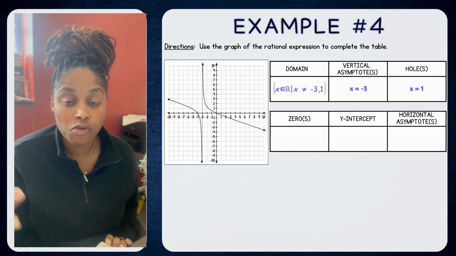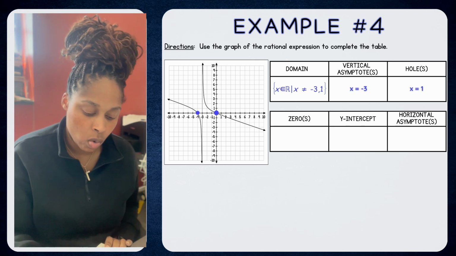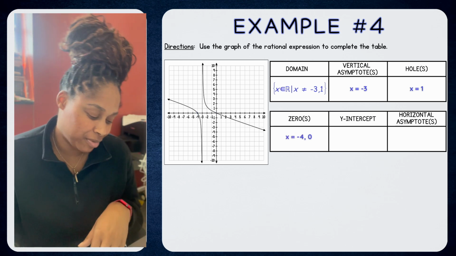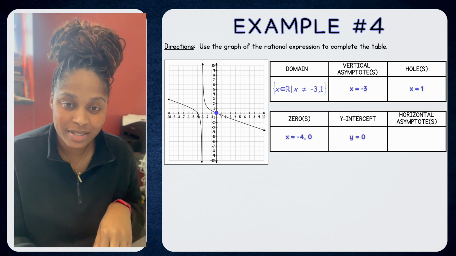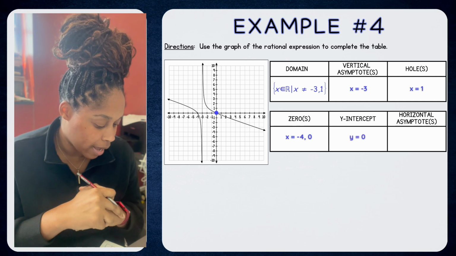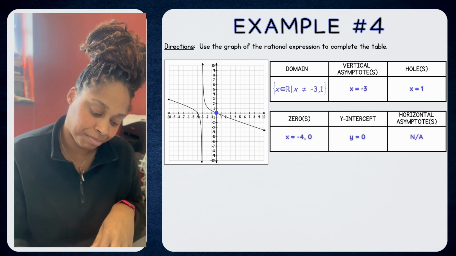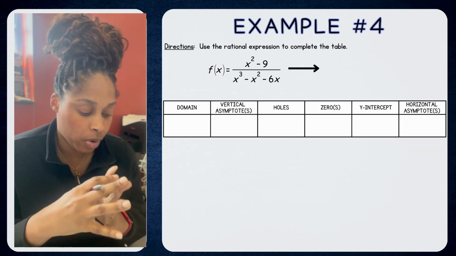Zeros, where the graph crosses the x-axis. So we see that it crosses twice, one at -4 and the other one is at 0. Our y-intercept, where the graph crosses the y-axis, that's going to be at y equal to 0. And then horizontal asymptotes. I do not see any horizontal asymptotes, so that is none, or NA, whatever you want to write.